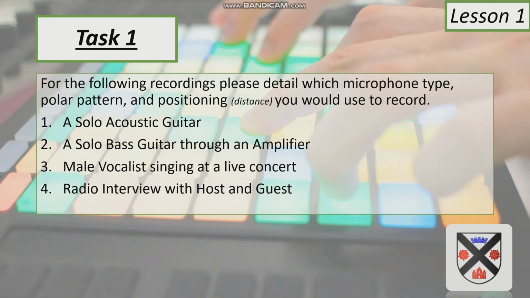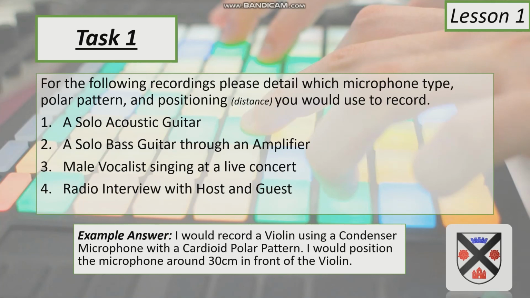So this is, if it said a solo violin, then this is the typical answer I would expect you to write. So I would record a violin using a condenser microphone with a cardioid polar pattern. I position the microphone around 30 centimetres in front of the violin. Now, I've also put that in front part just to give even more of a description of where you position it. As I said, most of the time it is going to be common sense, but you have to be quite descriptive for the SQA.